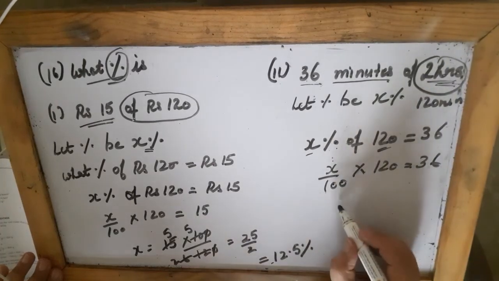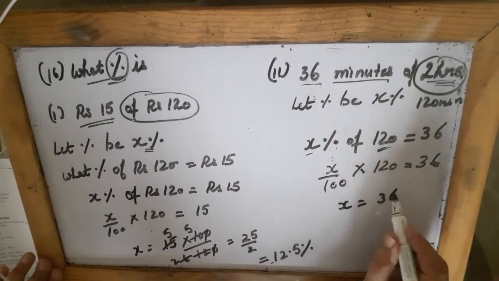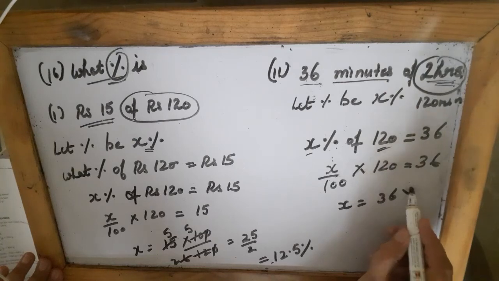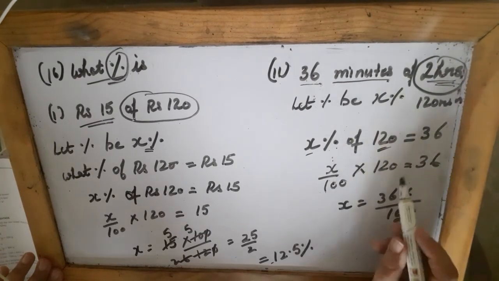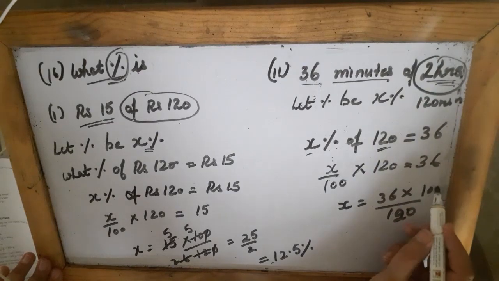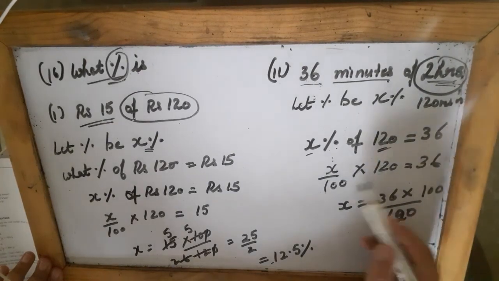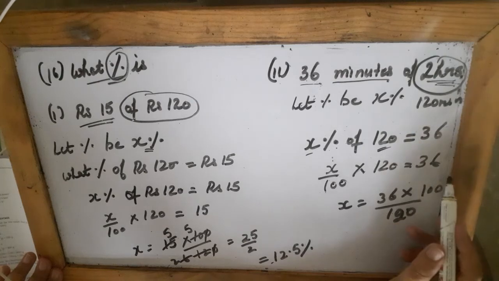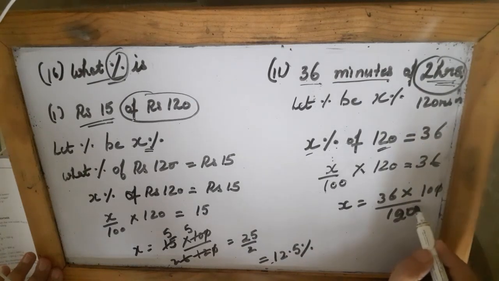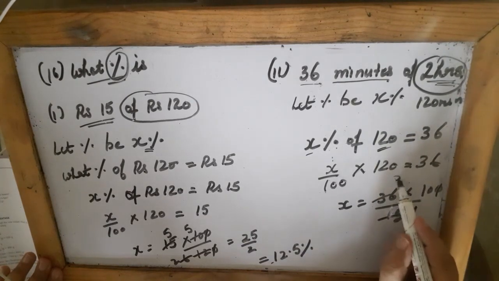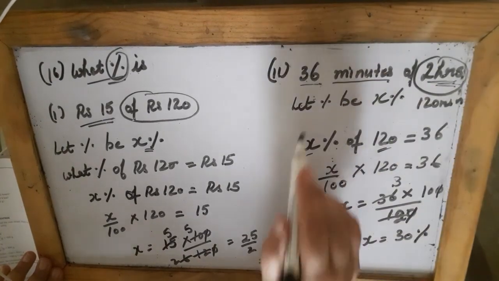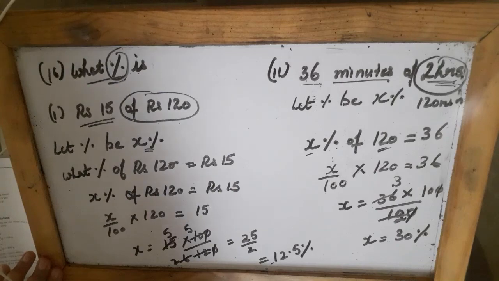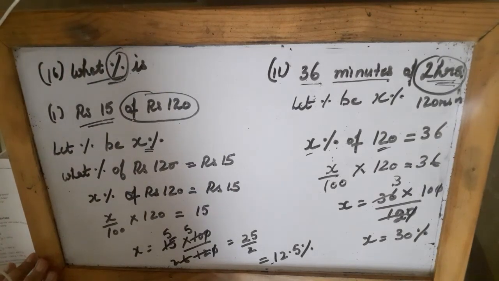So x will remain here. This multiply by 120 will become divide by 120, and this divide by 100 will become multiply by 100 when I transfer it to the other side. So 0 0 gets cancelled. 12 3s are 36. So x is equal to 30%. So what percentage is 36 minutes of 120 minutes? It is 30%.